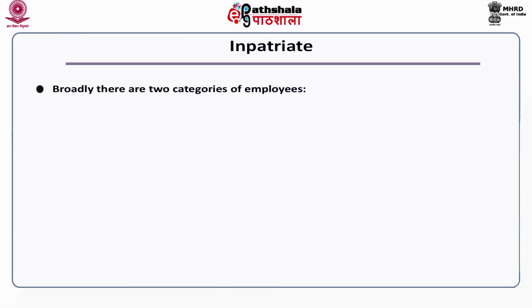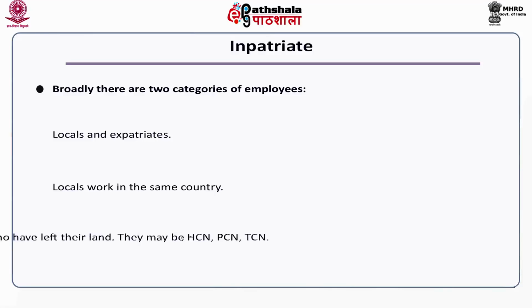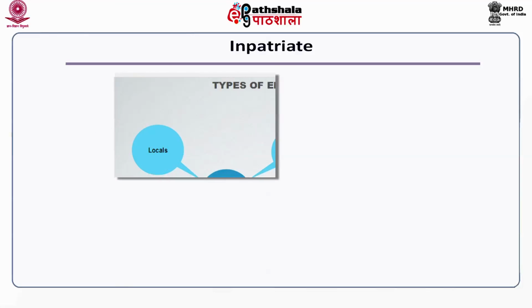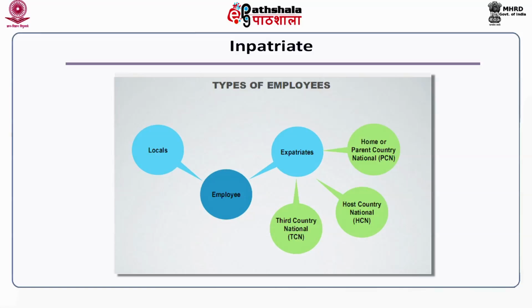Broadly, there are 2 categories of employees: the locals and expatriates. Locals work in their own country, while expatriates are those who have left their land. They may be host country nationals, parent country nationals, and third country nationals. It has also been explained with the help of the diagram that there are basically 2 kinds of employees: locals and expatriates. Expatriates include third country nationals, host country nationals, and parent country nationals.